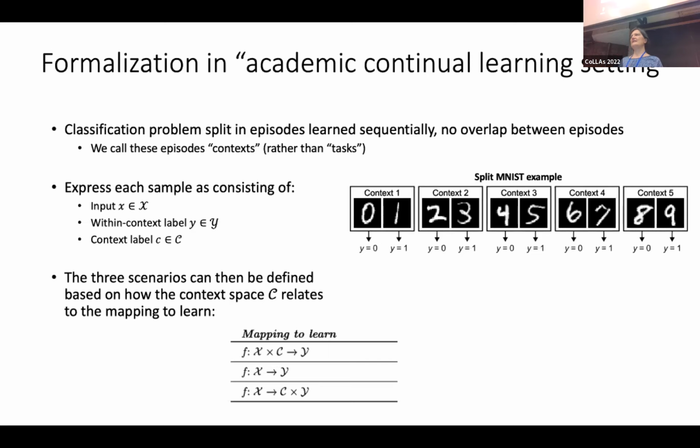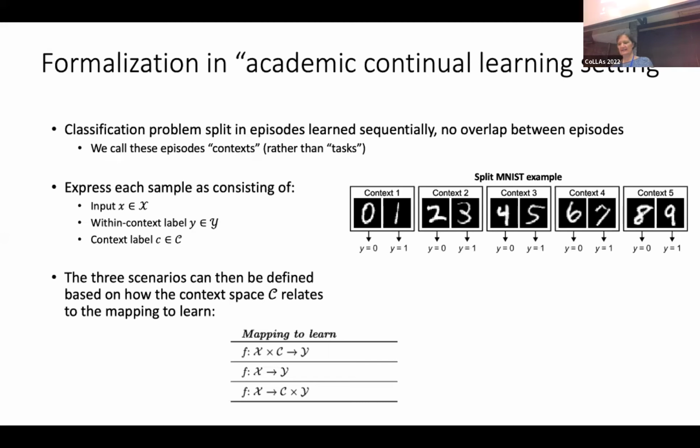Or you can have a setting where the context label is not known, but actually you don't care. You only want to predict the within-context label y, and so the context is kind of a hidden variable, a latent variable that is not really relevant. Or you can have the third setting where you don't know the context label initially, but you have to predict it, you have to tell what it is.